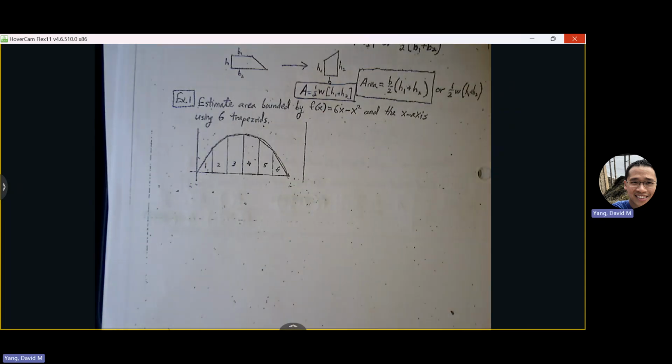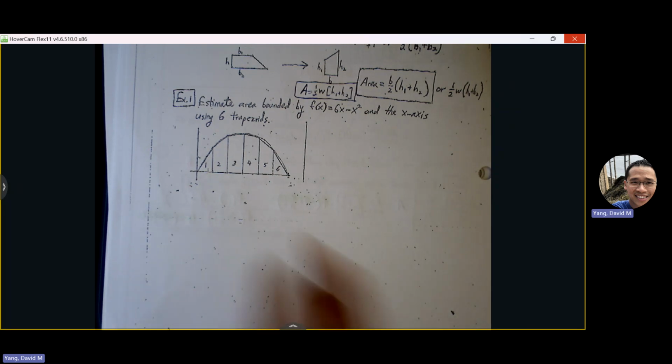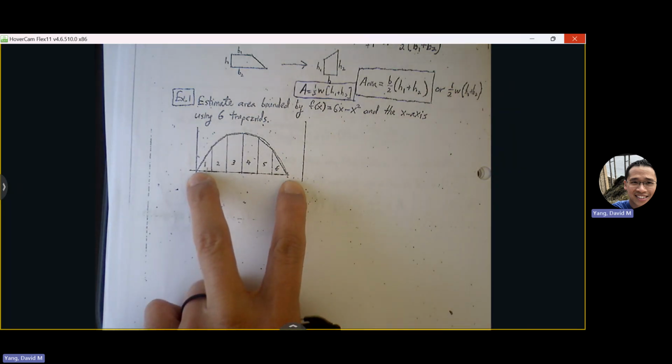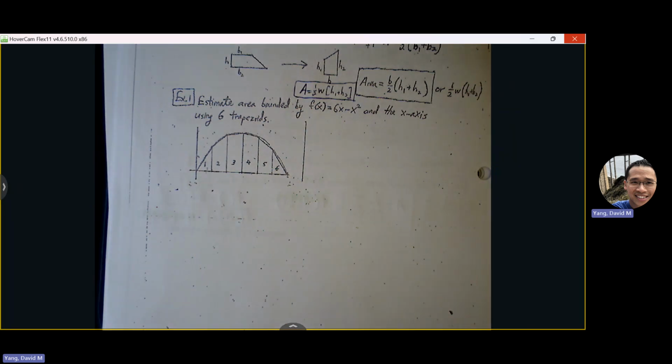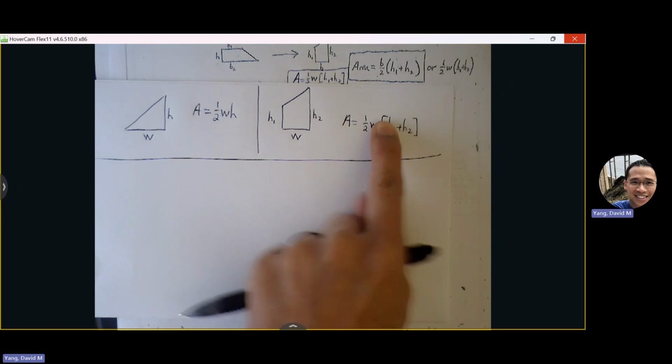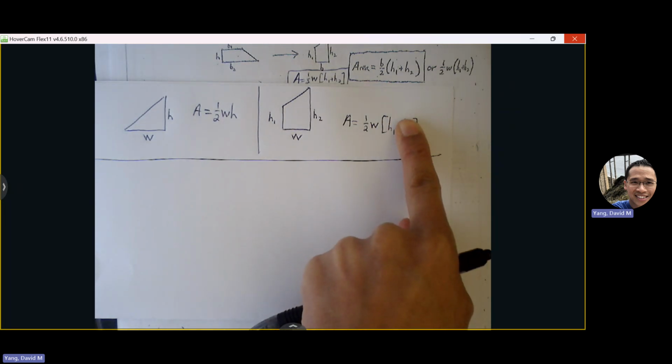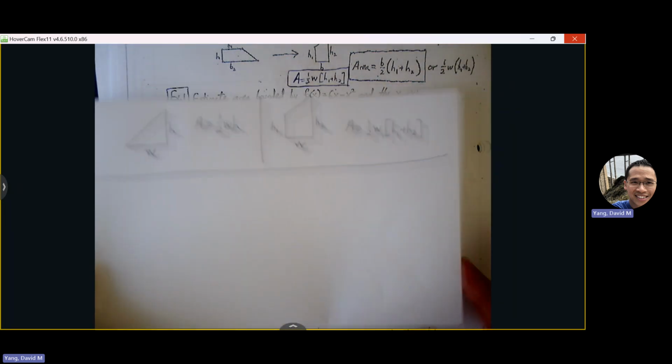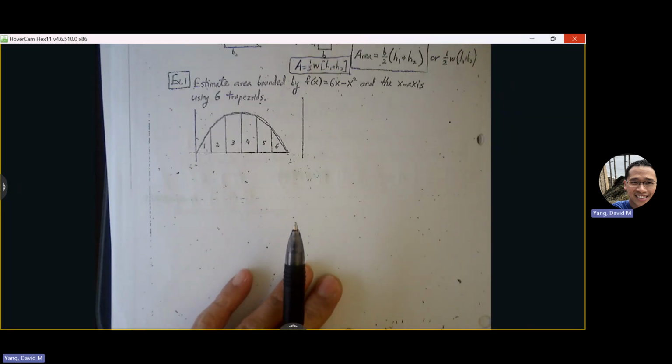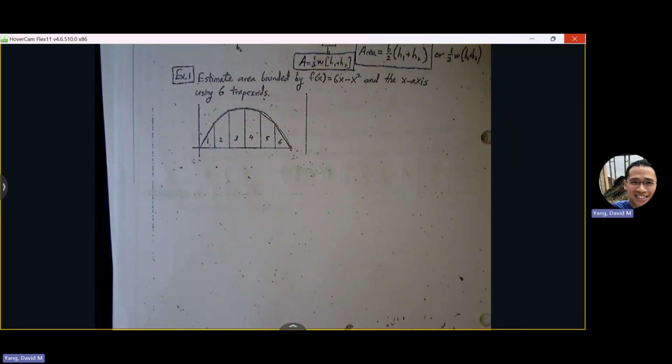So example 1 says, estimate the area bounded by the function f of x equals 6x minus x squared and the x-axis using 6 trapezoids. Now, if you look, this looks like two triangles and multiple trapezoids. So if I have a triangle, I can still use a trapezoid because one of the heights will just end up being 0, and it'll turn itself into a triangle formula. So we don't have to worry about building out a different formula for triangles. It'll just turn itself into a triangle if it needs to.